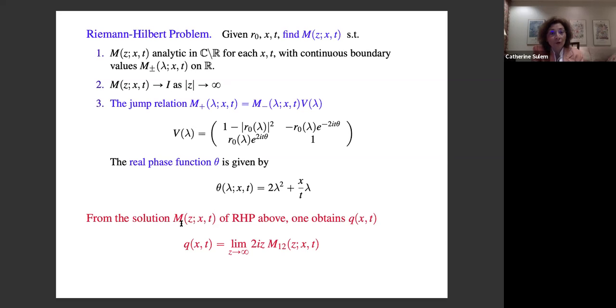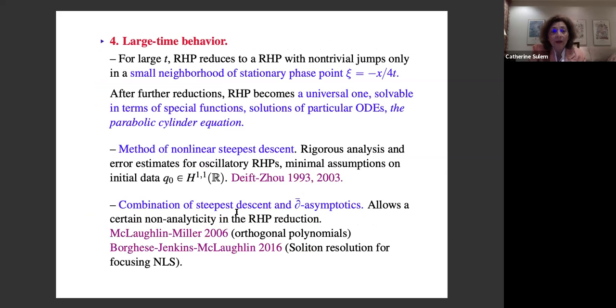And from the solution M to the Riemann-Hilbert problem, Q, the solution of NLS, is given by this limit as z goes to infinity, where M12 is the entry 1,2 of the matrix M. So it's a very beautiful formula, and the large time behavior is obtained by many reductions of this Riemann-Hilbert problem.